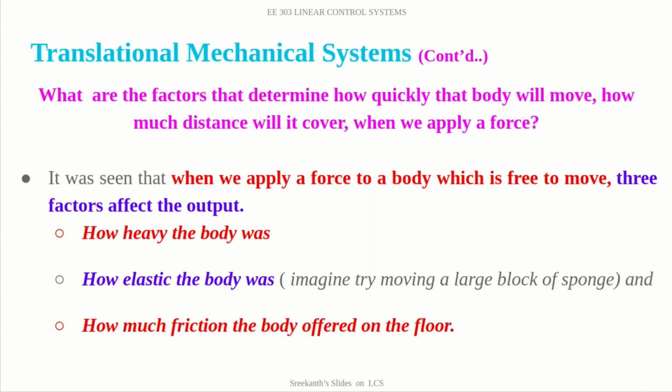Now instead of a sponge, we can actually imagine walking on sand. It is much more difficult to walk on sand than on ground, because the ground actually helps us push ourselves, whereas the sand, due to its less rigid surface, budges under our weight, and we need more force to push ourselves. That is why it is much more difficult to walk on sand when compared to walking on hard ground. And the third factor is how much friction the body offered on the floor.